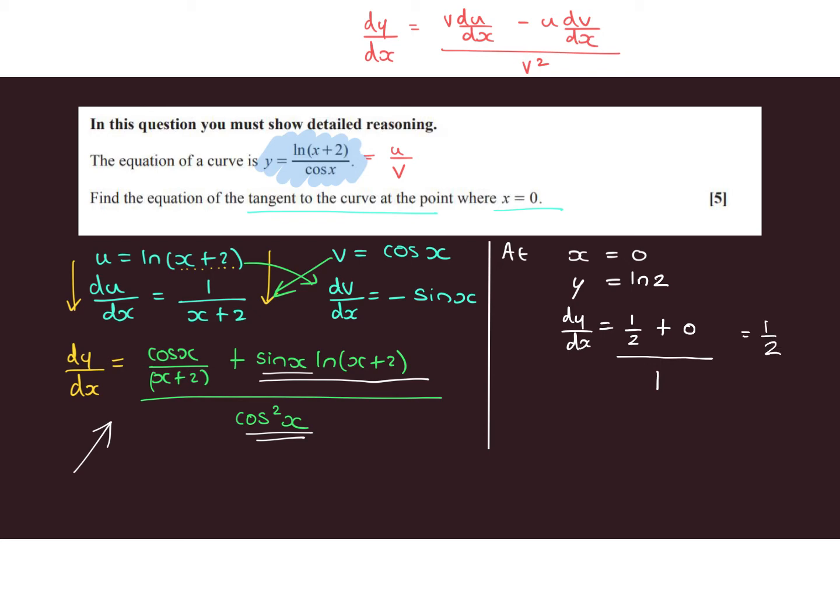We're then going to make use of the standard form of the equation of a straight line. y minus y1 equals m bracket x minus x1. So y minus ln2 equals a half (x minus 0). So this then gives us y equals a half x plus ln2.